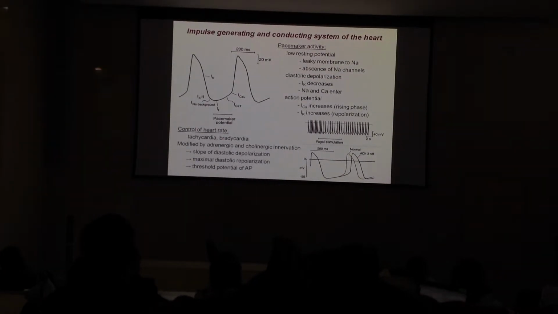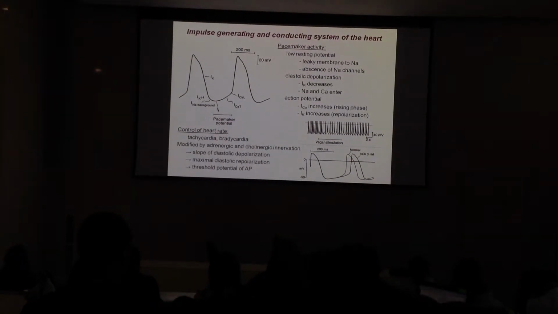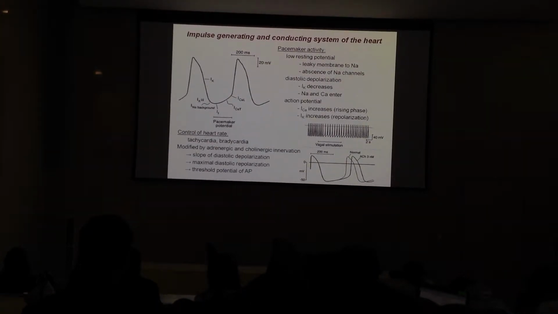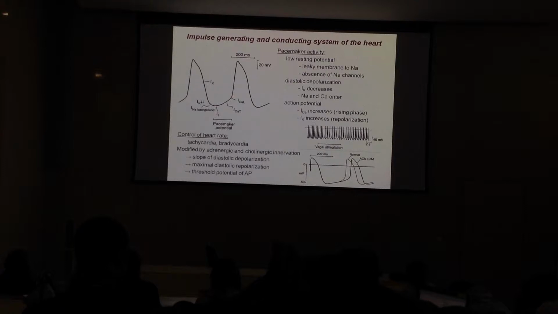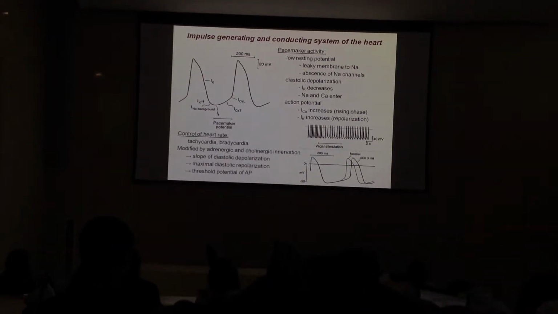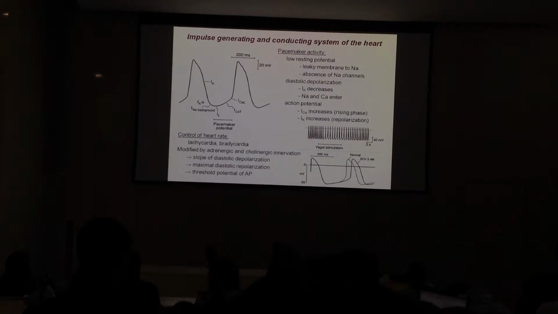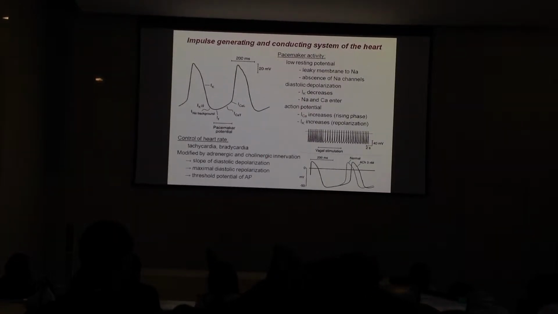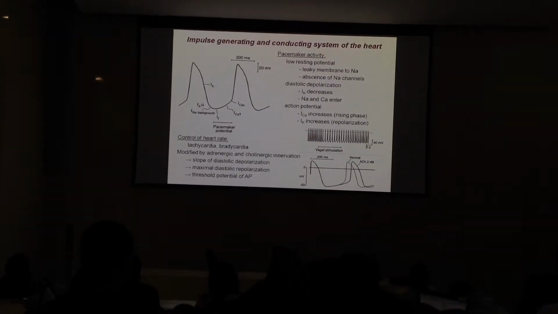Okay, what is the first statement? The heart itself cannot change the heart rate. The heart rate is exactly determined by the ionic properties of the pacemaker cells. The heart cannot modify it. How can the heart rate be modified? By the autonomic nervous system, by the adrenergic or cholinergic innervation.